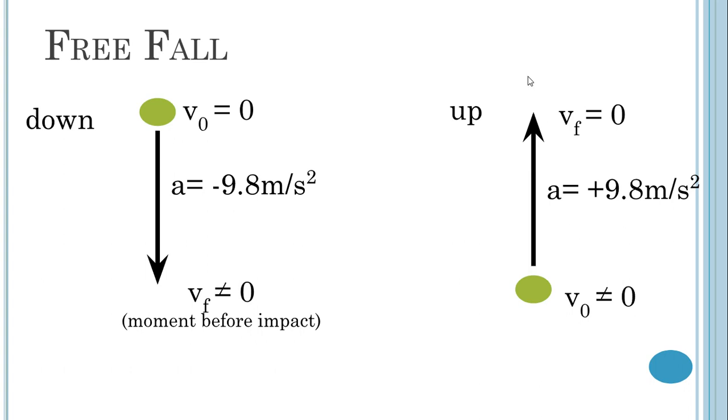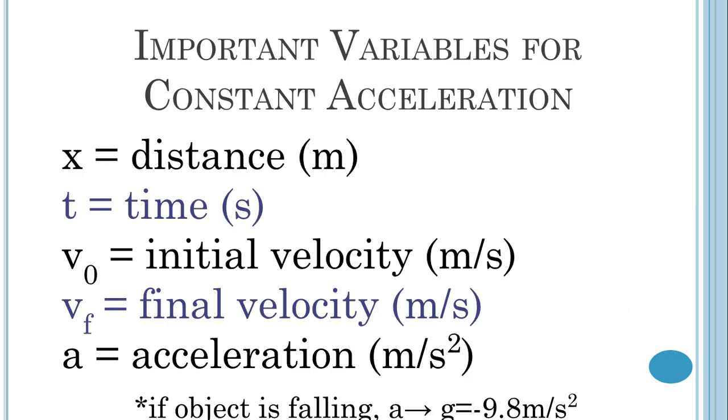At the top, at this very tippity top, which is called the apex, which we'll get to in more detail later, the final velocity is going to be 0. If you throw something in the air, there's a split second, less than a second, where the object is not in motion, so there is no velocity.